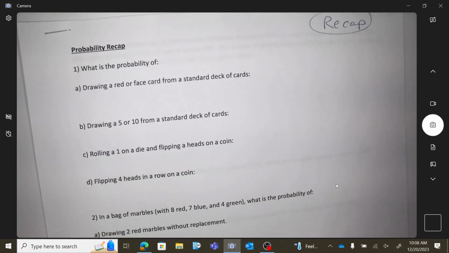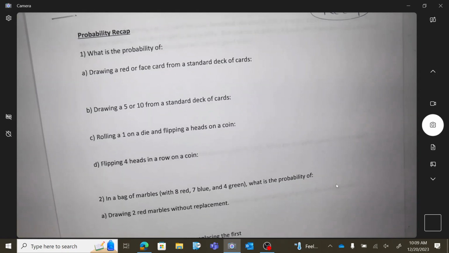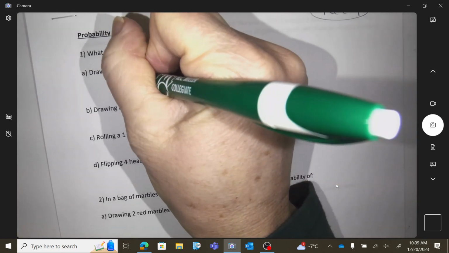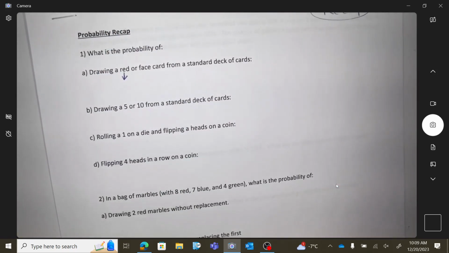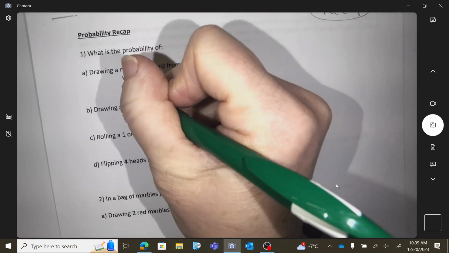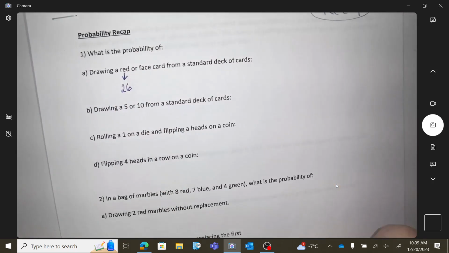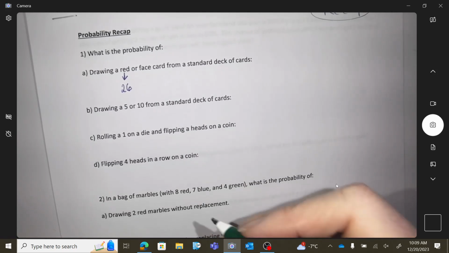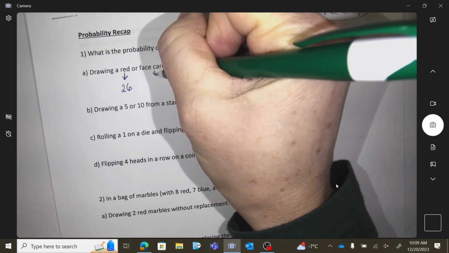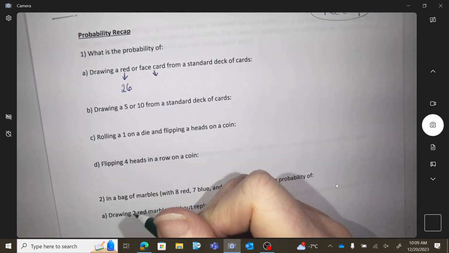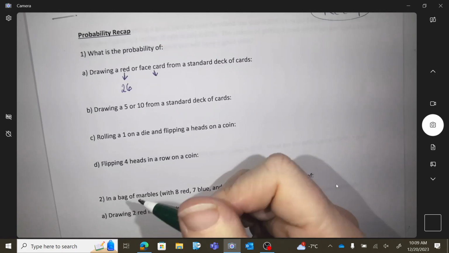Okay, question 1. You're drawing from a deck of cards, getting a red. So how many red cards are there in that deck? Half of them are red. How many face cards are there in that deck? 12.